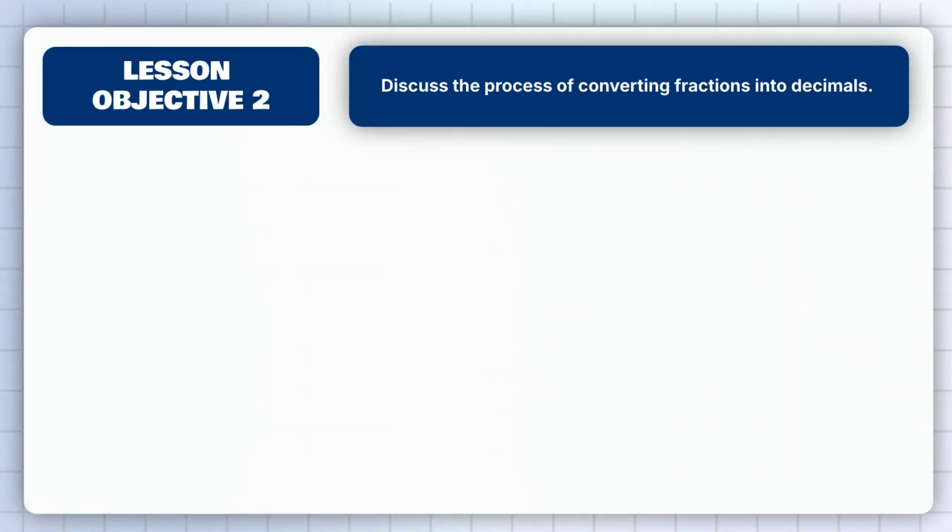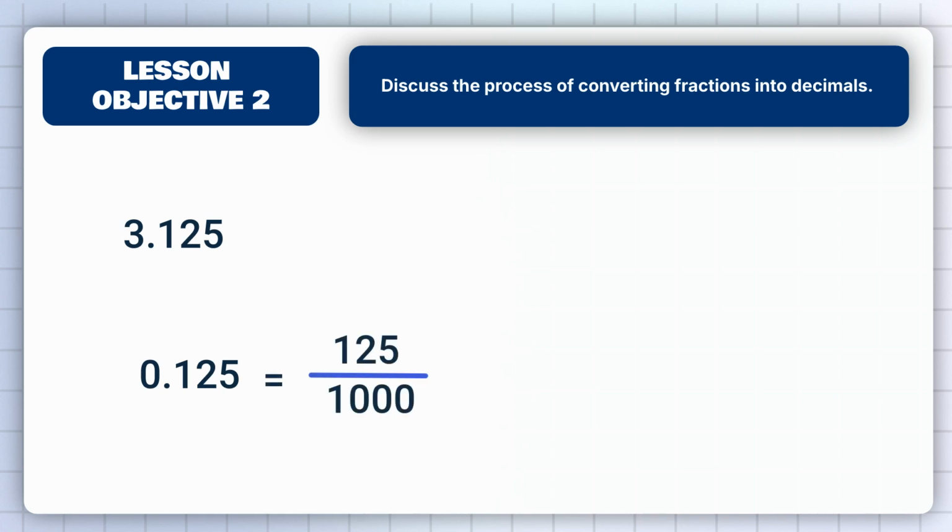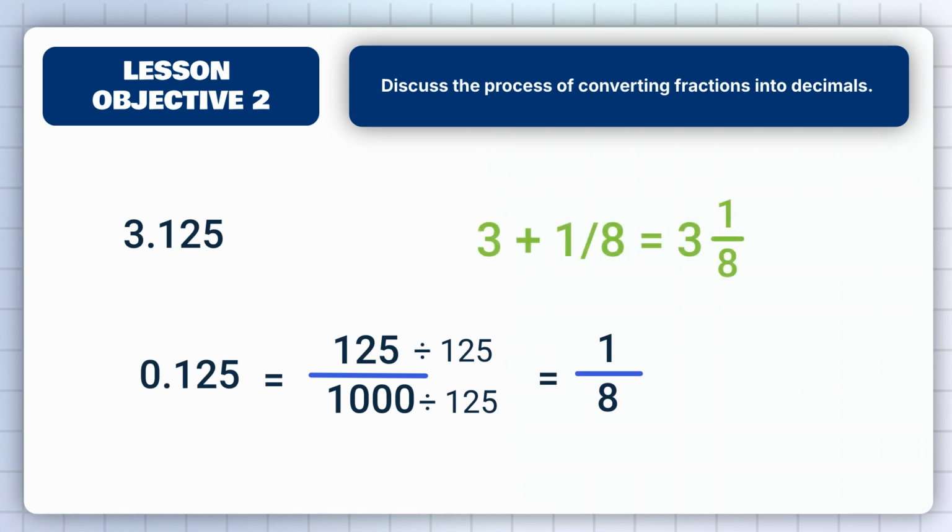Let's now do the opposite, converting a decimal to a mixed number. We'll use 3.125 as an example. Again, separate the whole number part, which is 3, and focus on the decimal, 0.125. Converting the decimal part to a fraction, we have 0.125 equals 125 over 1,000. Simplifying, we get 125 over 1,000 equals 125 divided by 125 over 1,000 divided by 125, which equals 1 over 8. Finally, we combine the whole number with the fraction, giving us 3.125 equals 3 and 1/8.